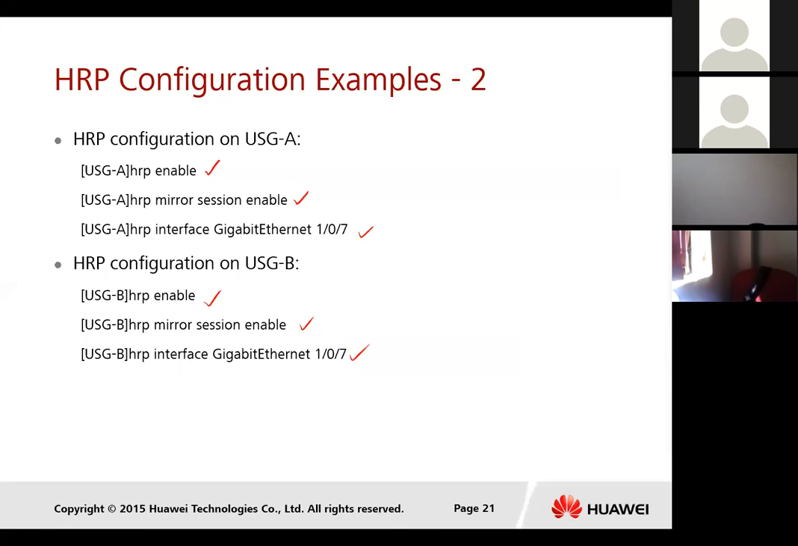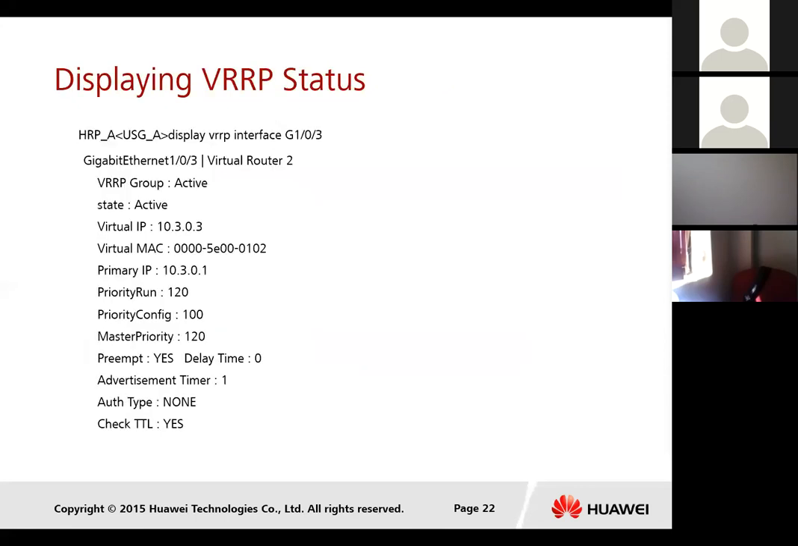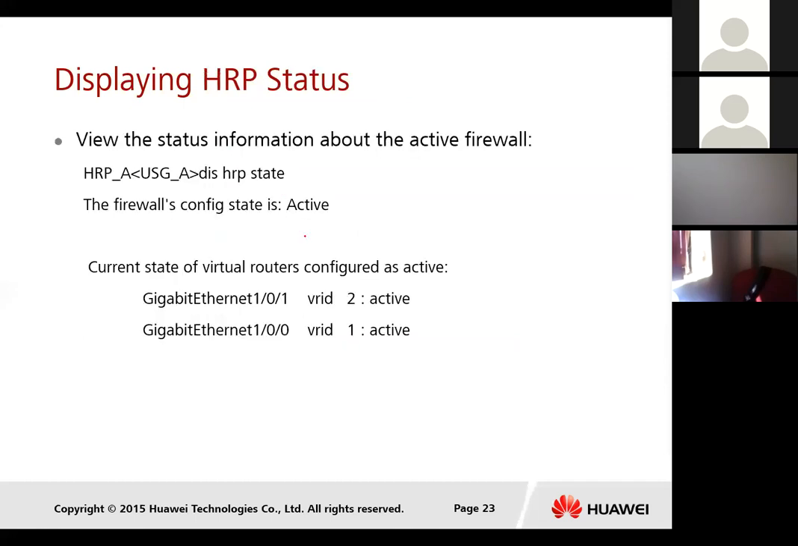Just make sure that between the two firewalls, you need to have a dedicated connection. And that is what the VRRP status shows. The VRRP tells us which device is active as master, the active state, virtual IP, virtual MAC, and so on. That will be covered in the VRRP itself. And the HRP command just displays the HRP status.